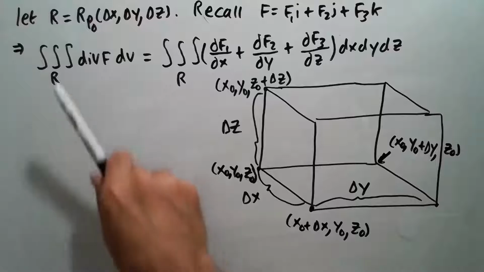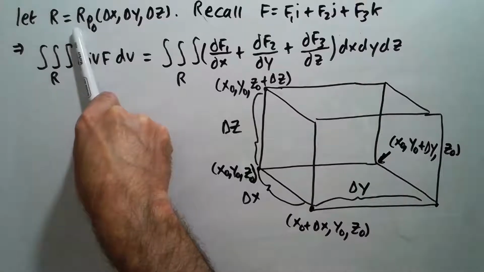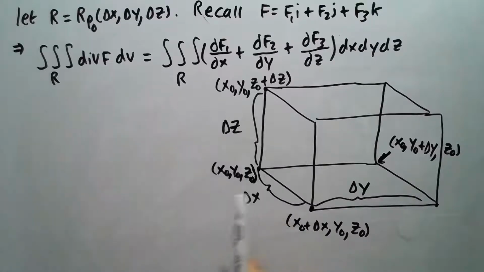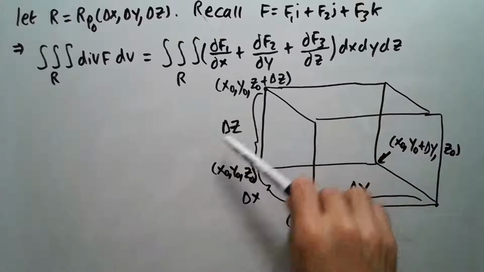Okay, so for ease of notation, I'm going to write R to denote our box. And recall how our box was defined. We had our point x0, y0, z0 here. We then have our rectangular box. And from here to here is delta x. From here to here is delta y. From here to here is delta z.